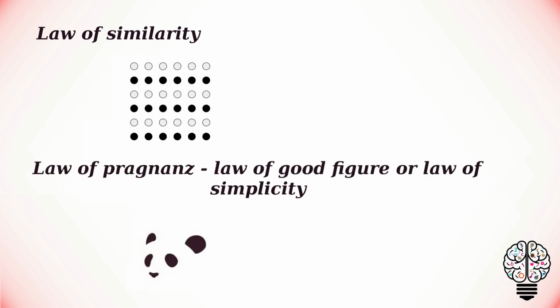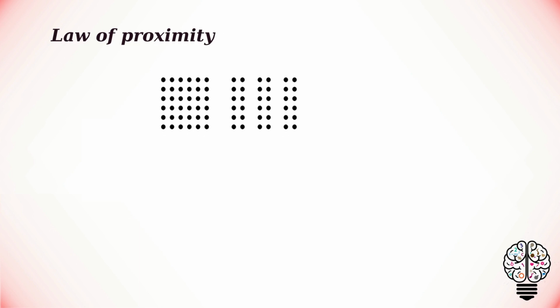The law of pragnanz is referred to as the law of good figure or the law of simplicity. The word pragnanz is a German term meaning good figure. Here, these figures are seen as a simple element instead of complicated shapes. According to the law of proximity, things that are near to each other seem to be grouped together. In this image, the circles on the left appear to be part of one group while those on the right appear to be part of another. Because the objects are close to each other, we group them together.